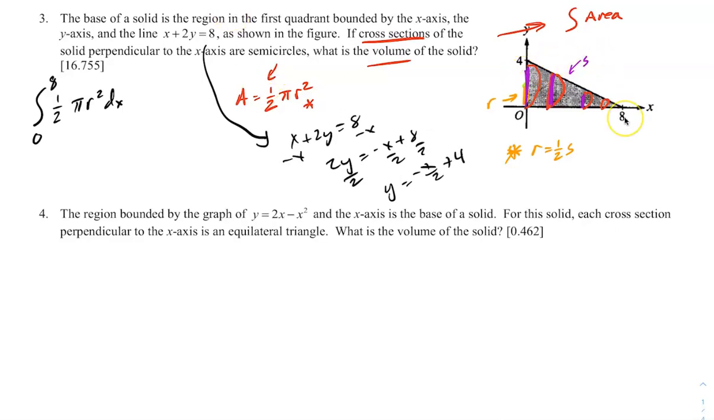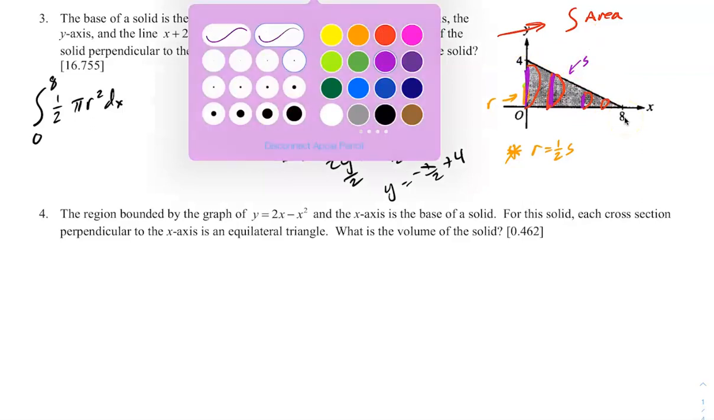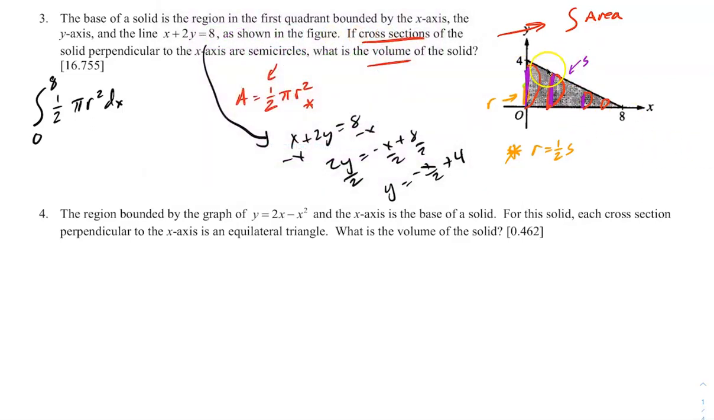So that's the equation of a line, and that would also be my s, because s is just top minus bottom. So it would be negative x over 2 plus 4 minus 0, the x-axis. My s is just going to be that line, because the bottom is 0. So that's my equation. Plug it in.